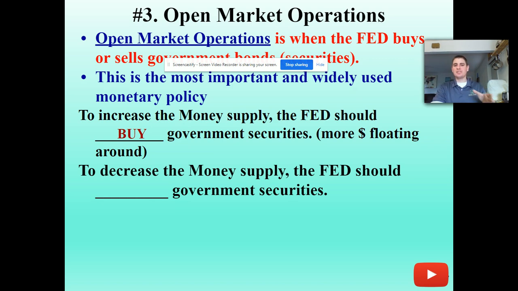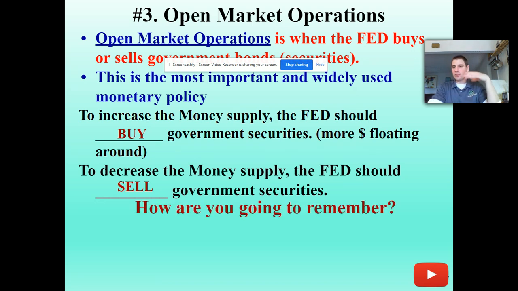The opposite is true too. To decrease the money supply, the Fed should sell government securities. The Fed is selling the bonds to the commercial banks. In exchange, the commercial banks are giving the money from excess reserves. It's not loaning it out anymore, and it's going to buy the bonds with it. Because they have the bonds instead of excess reserves, they're not able to loan out as much money.